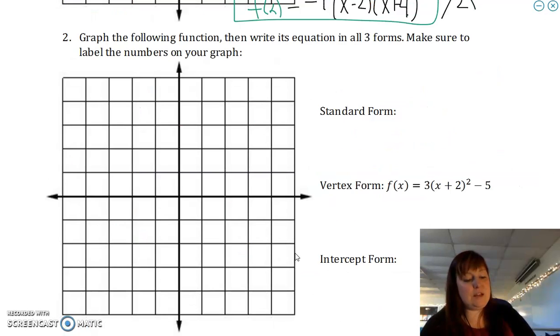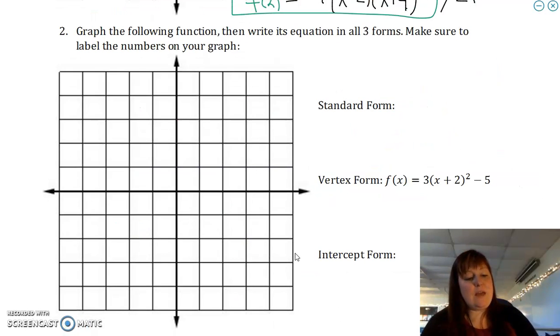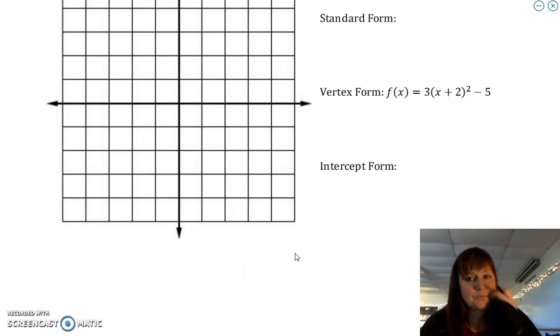Okay, let's do the next one. So we're going to graph this one and then write its equation. Again, I'm going to go ahead and do the equations first because then I have information to graph it with. The first thing I think about is in vertex form, I have those parentheses, right? Parentheses mean I'm squaring something or I'm multiplying something. And in standard form, I can't have parentheses. So I need to get rid of that stuff first before I can have it in standard form. So I'm just going to do some multiplication to get rid of that, okay?